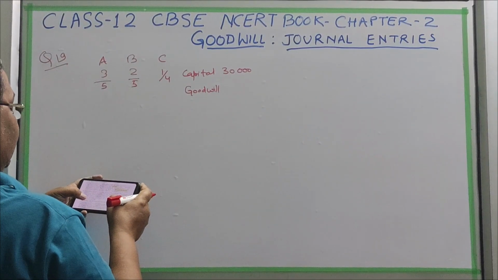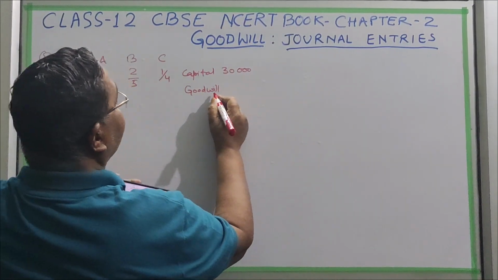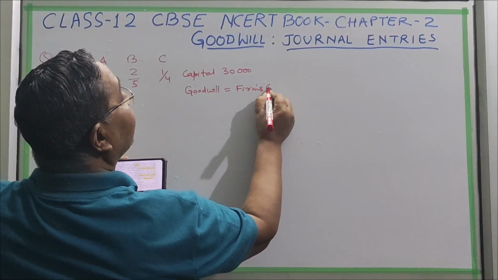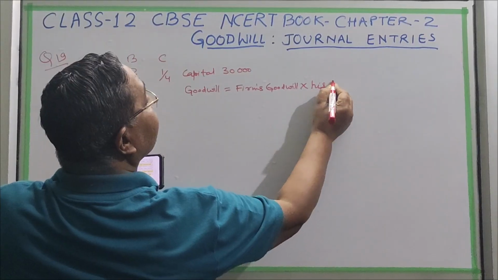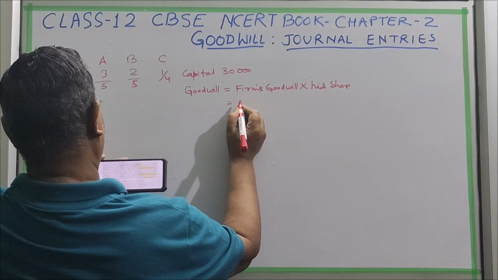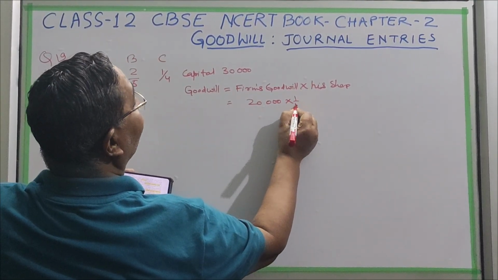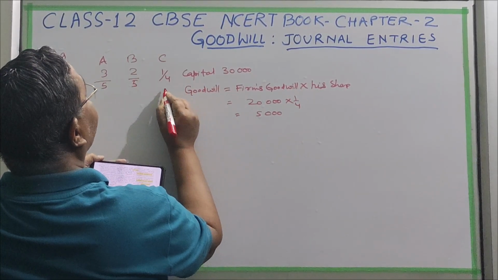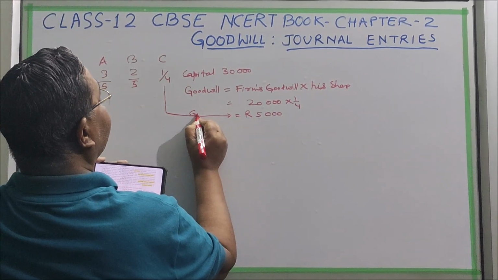So, the goodwill of the firm. How will we calculate it? His goodwill will be equal to the firm's goodwill into his share. The firm's goodwill is given as valued at 20,000. So 20,000 times 1/4 equals 5,000. So how much will he give for goodwill? For goodwill he will give 5,000 rupees.